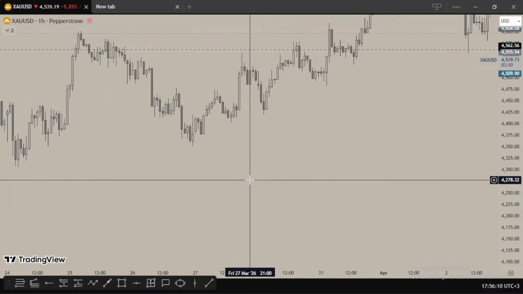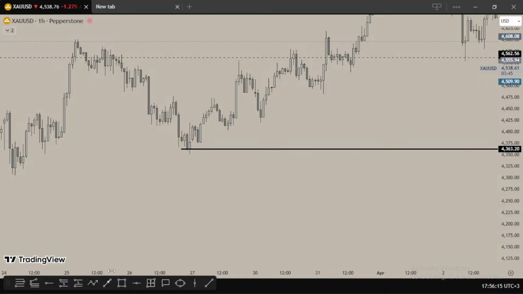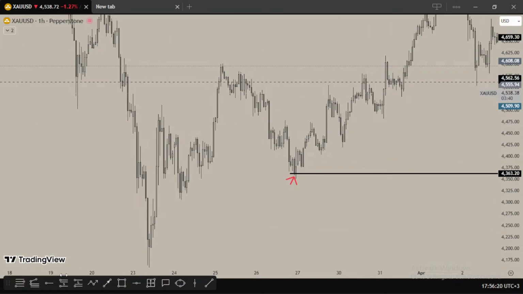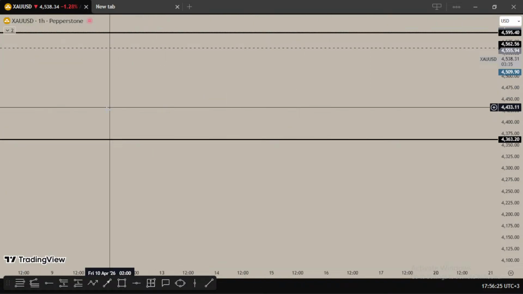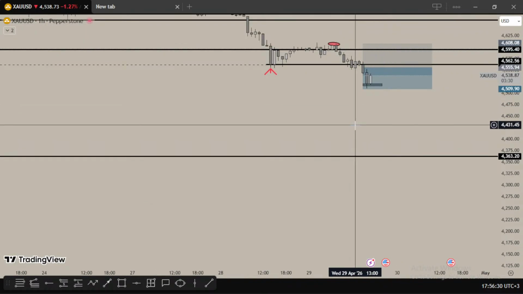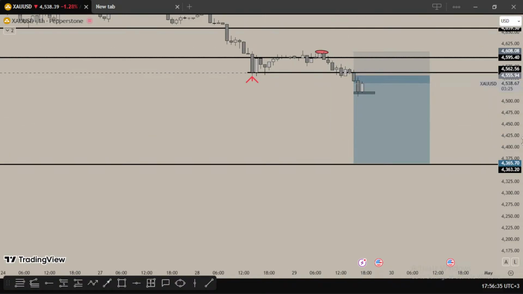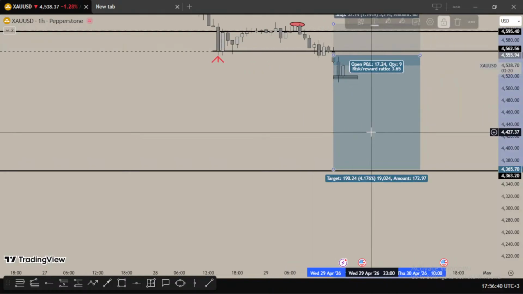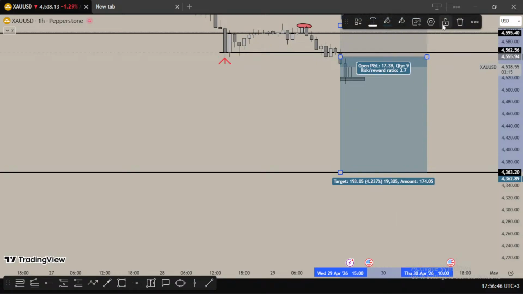I'm targeting this. This is the ultimate TP, to be sincere, because it is from this level of buyers that price managed to break out of this level of sellers here. So yeah, that is the ultimate TP. It's a clean 1:4, but it's a trade that you can hold. Actually, as we speak, let me modify my take profit target.